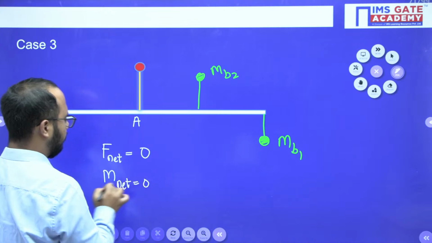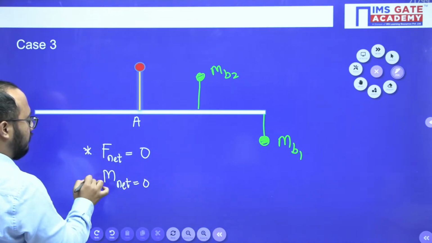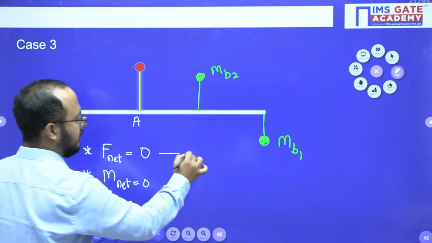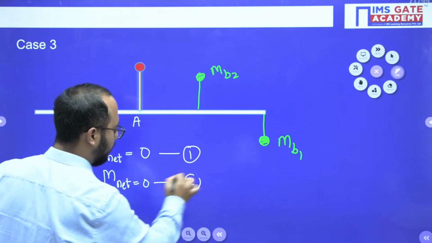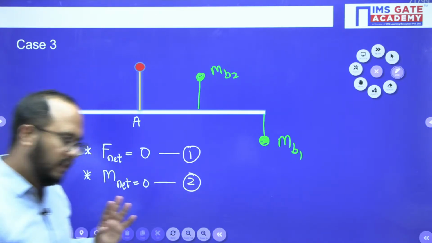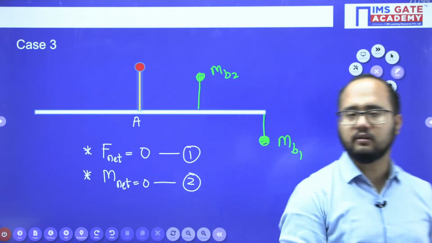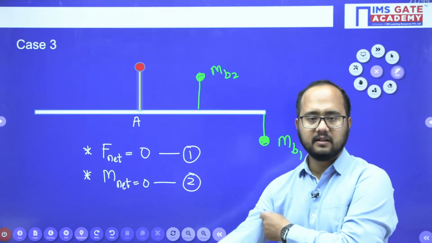Net force 0. I hope this equation number 1, this is equation number 2, both the equations are clear. Simply you have to apply the equation and solve the numerical of the balancing mass system, right?